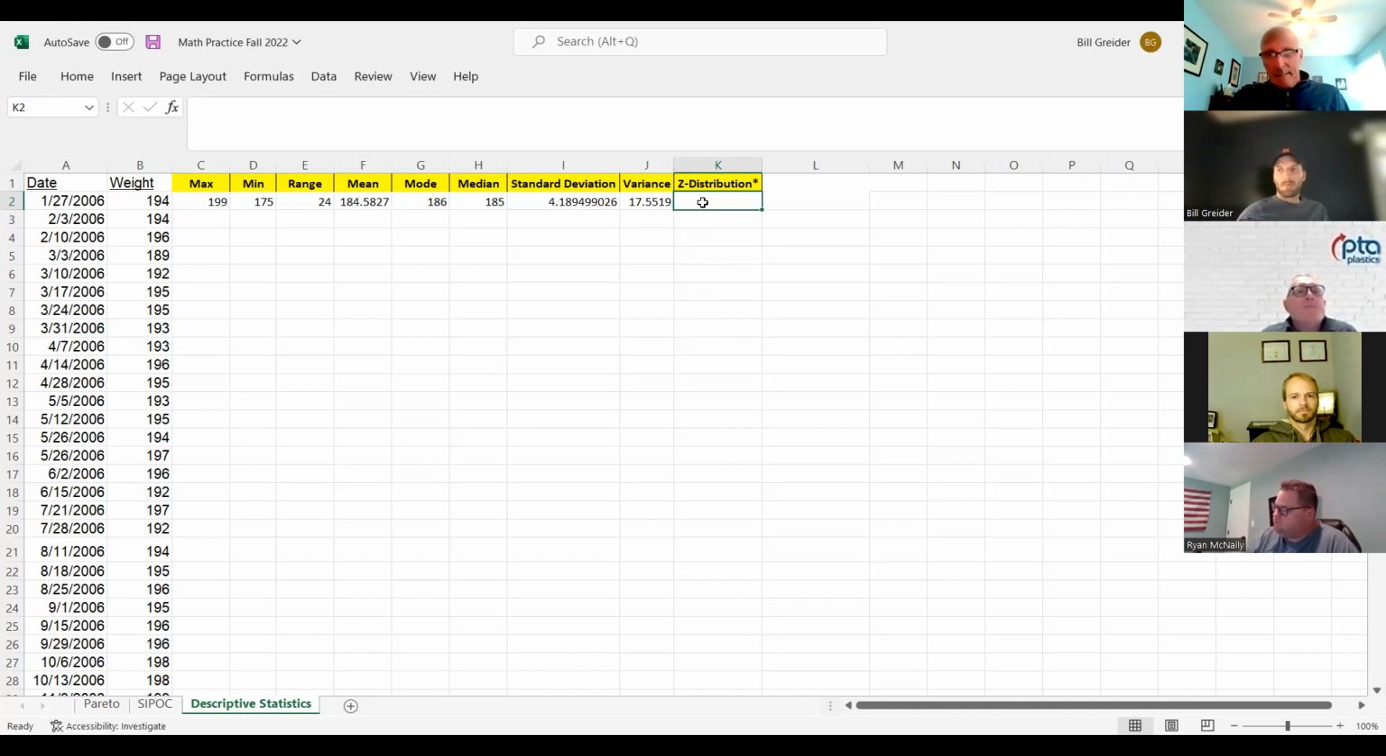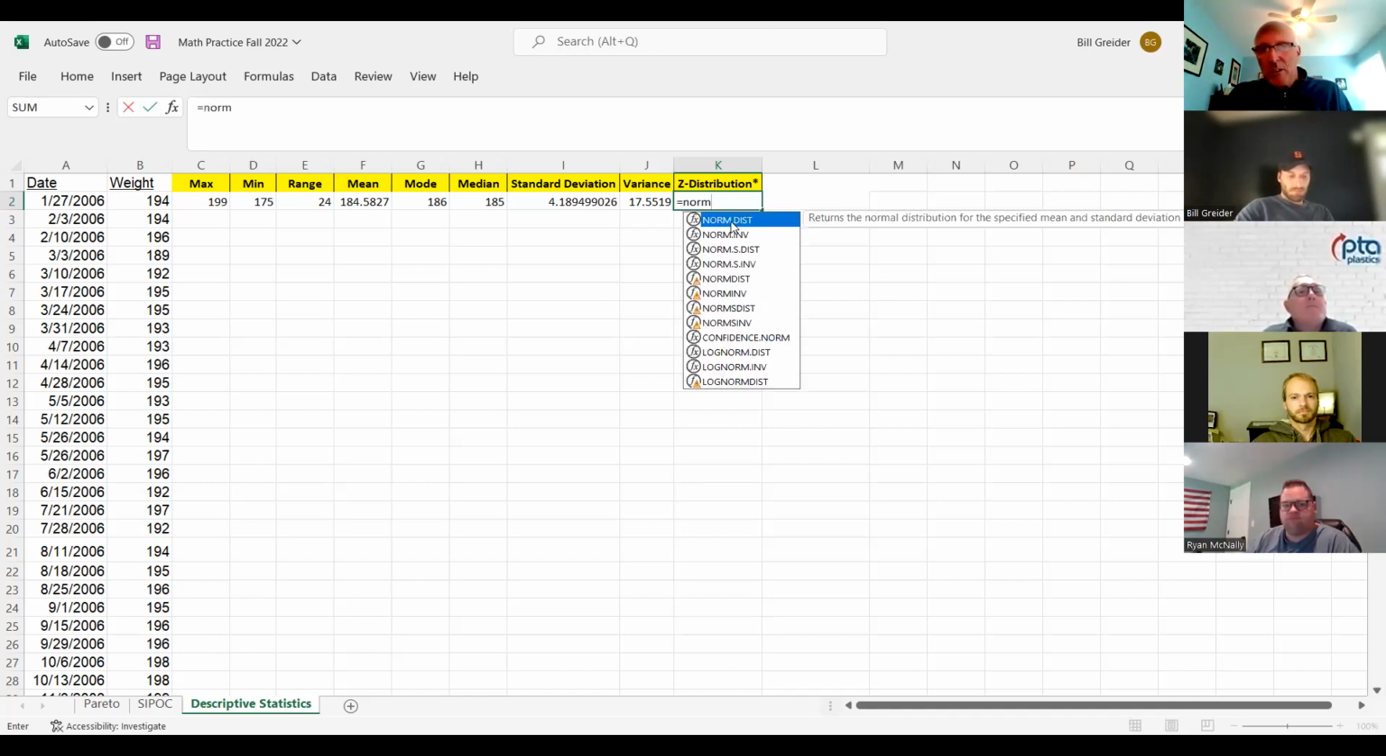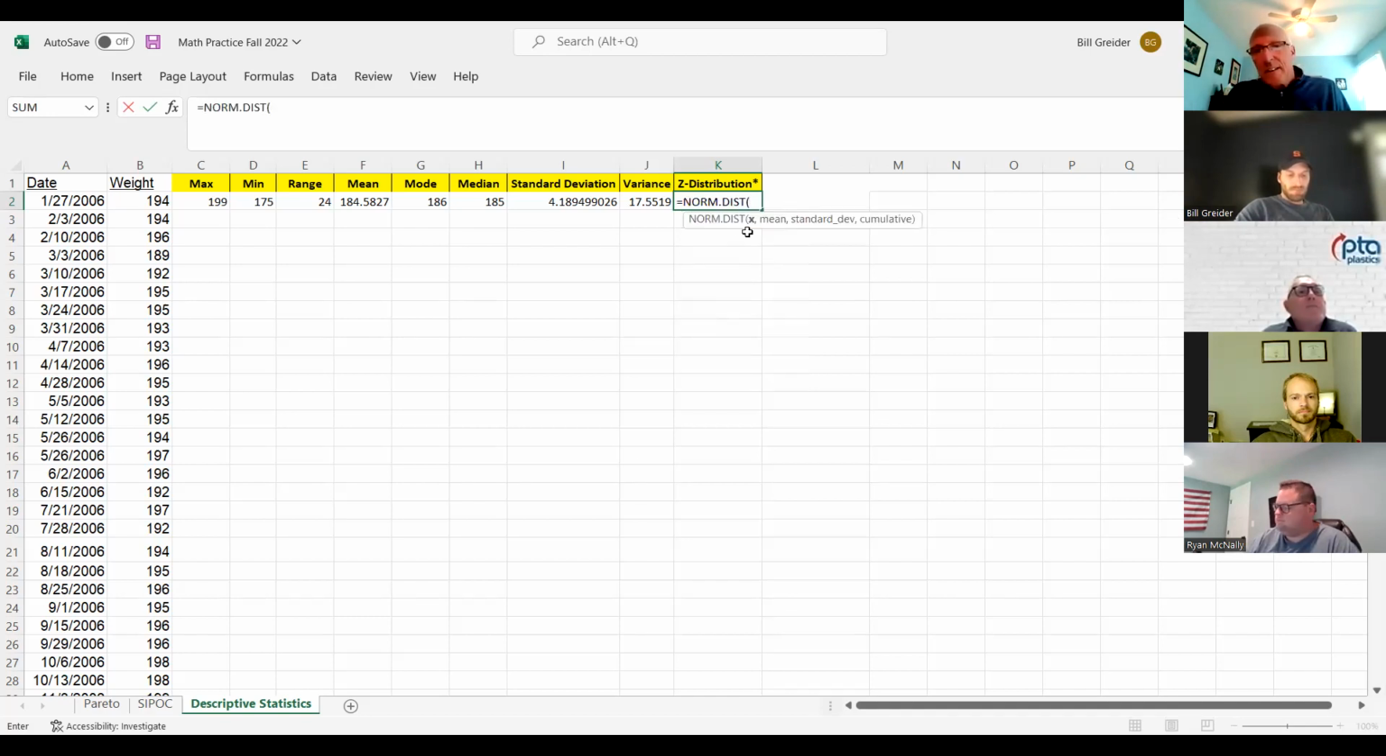And the way we do that is, first we have to determine a statistic called the Z distribution. And all we need to do is hit equals, then hit norm. See, norm dist is the first one, normal distribution, double click it. And then it asks me for a bunch of things. It says X, comma, mean, comma, standard deviation, comma, and then cumulative. So the X I'm going to use is that first piece of data, 194.